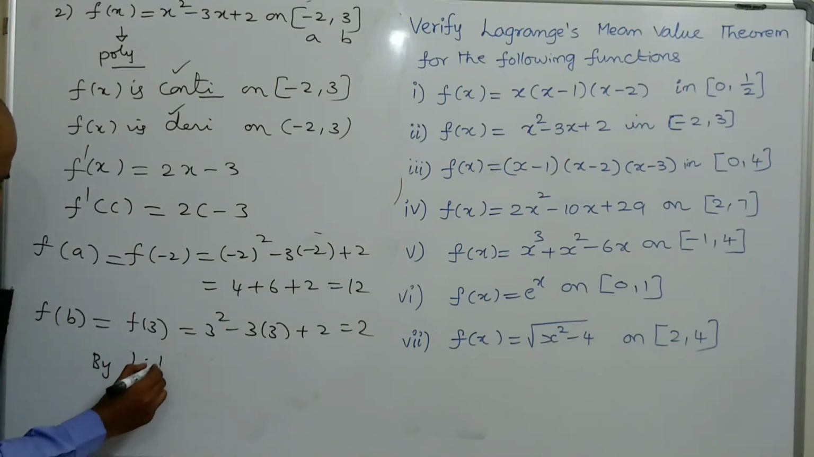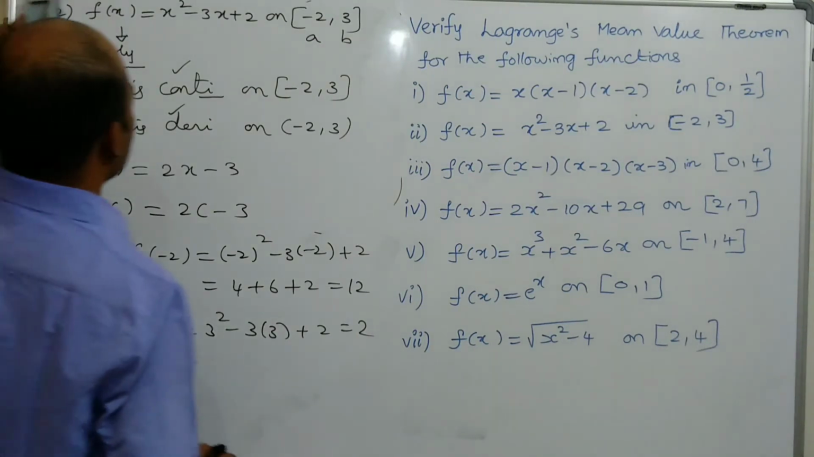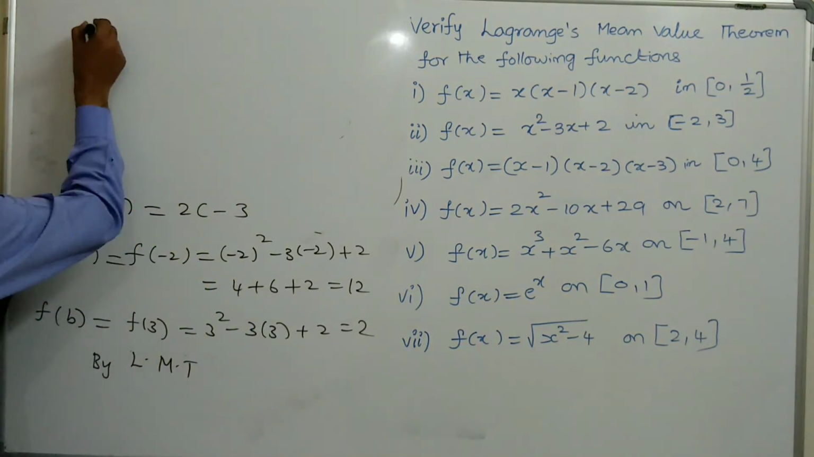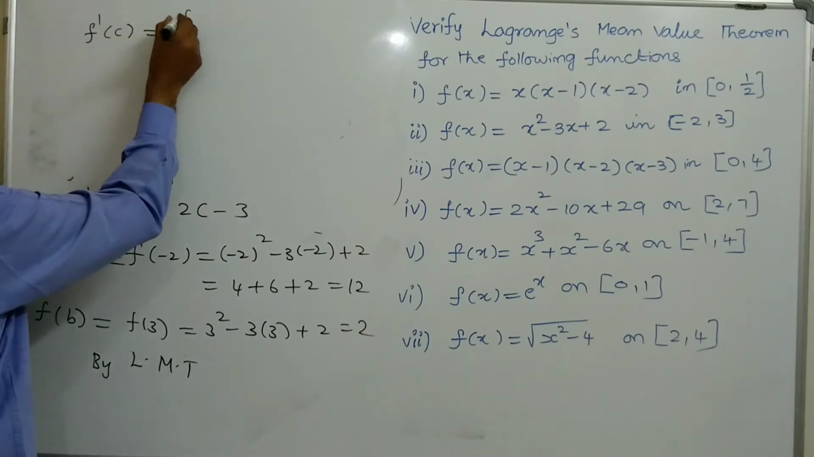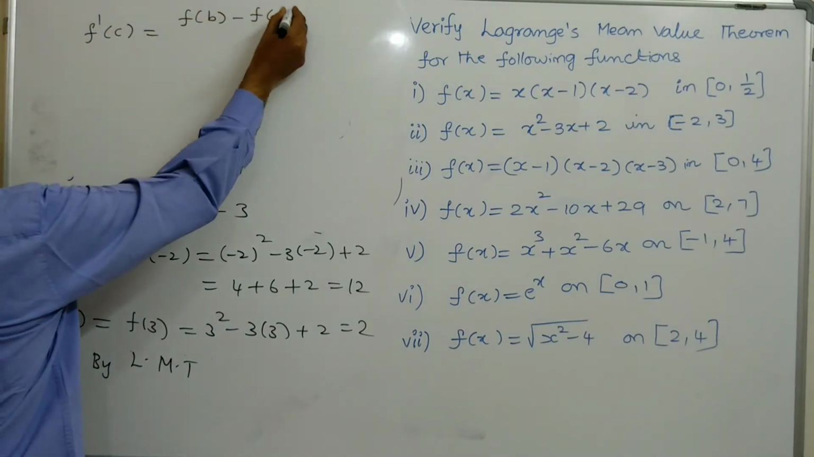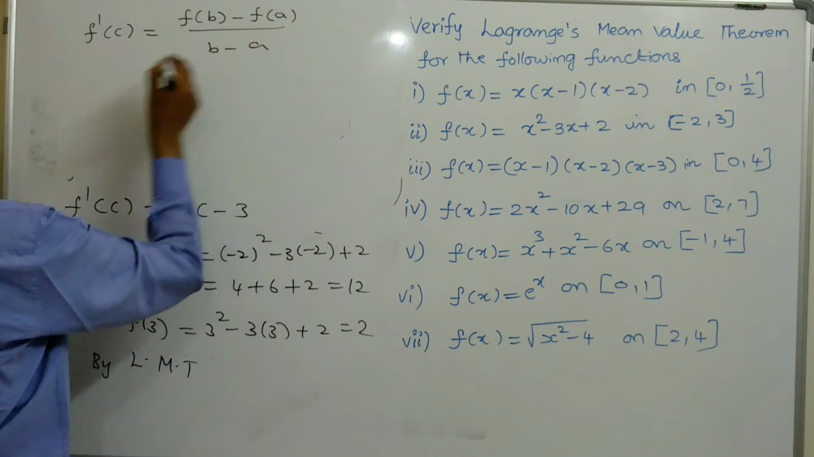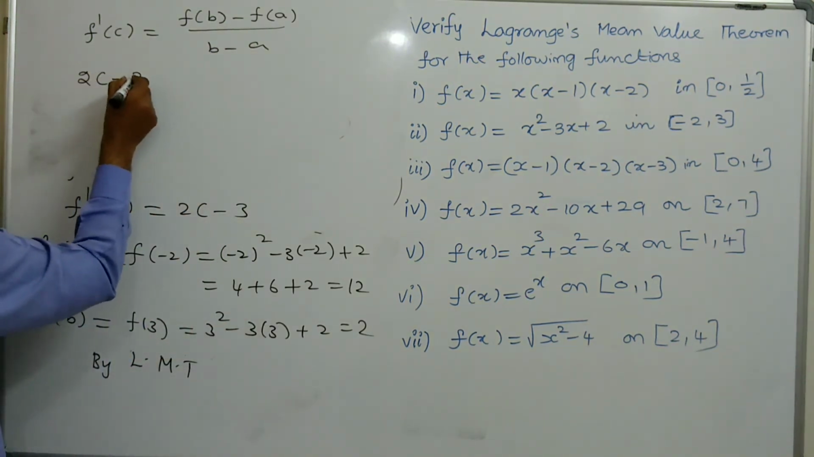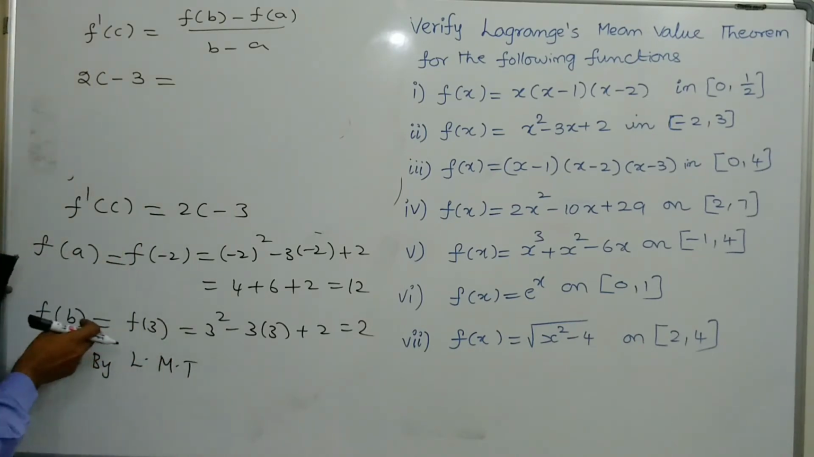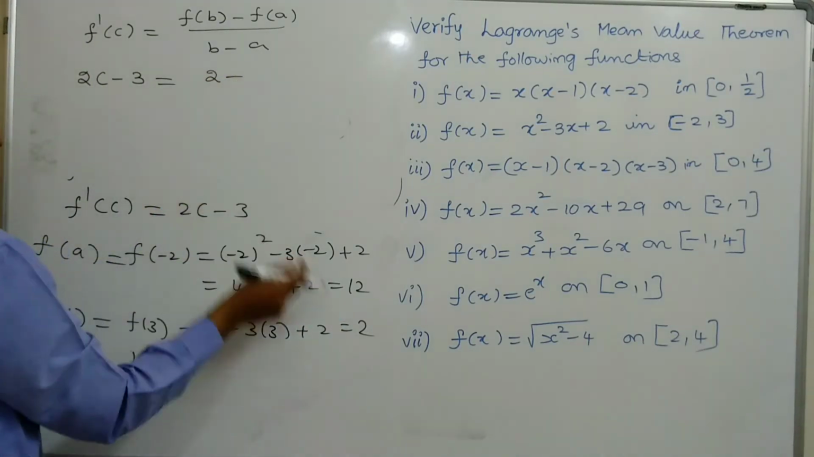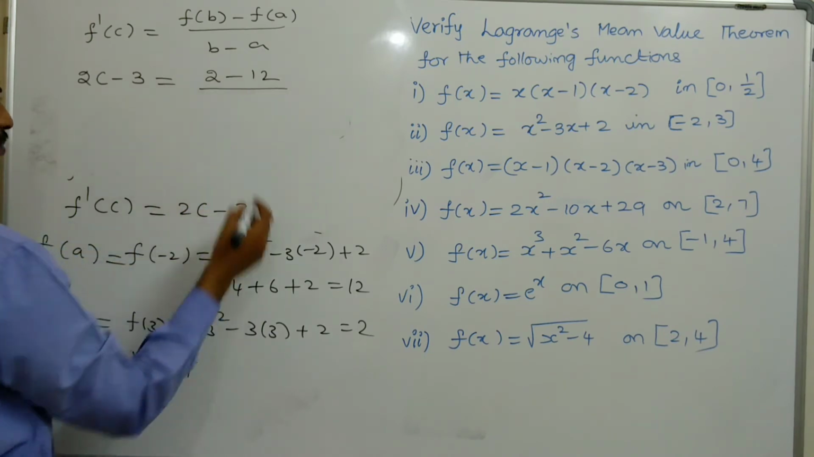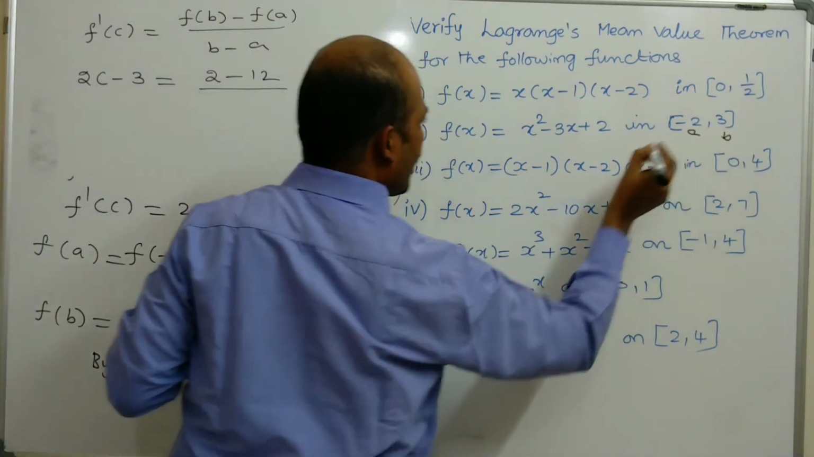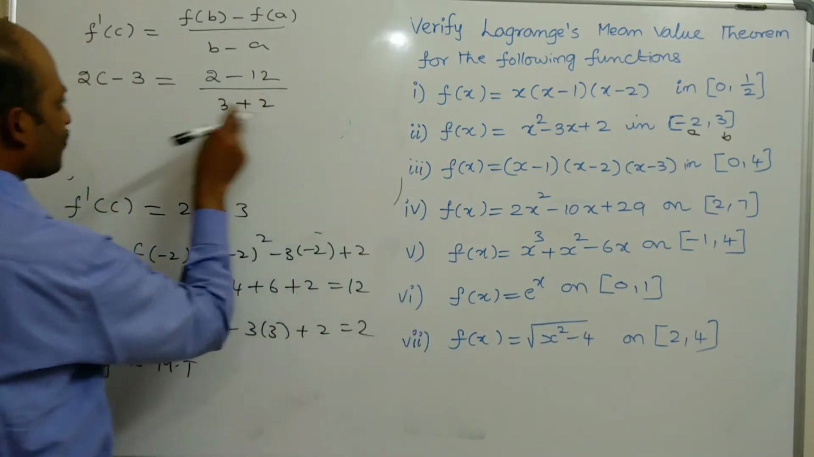So let us simplify. By Lagrange's mean value theorem, f dash of c is equal to f of b minus f of a divided by b minus a. What is f dash of c? 2c minus 3. It is equal to f of b, 2, minus f of a, 12, divided by b minus a. What is b here? This is b and this is a. 3 plus 2, you get 5.